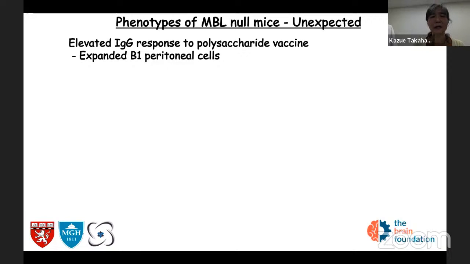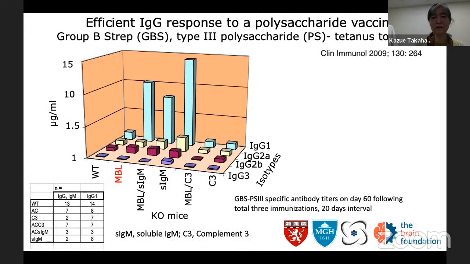And now from here, I'd like to share with you the phenotype we didn't expect, because we didn't really expect much actually. But surprisingly, first of all, Mbl null mice responded greatly to polysaccharide vaccine. We had a collaborator at the time working on Group 3 Streptococcus pneumoniae polysaccharide, which was conjugated to tetanus toxoid. And altogether, we immunized 3 times, 20 days apart.